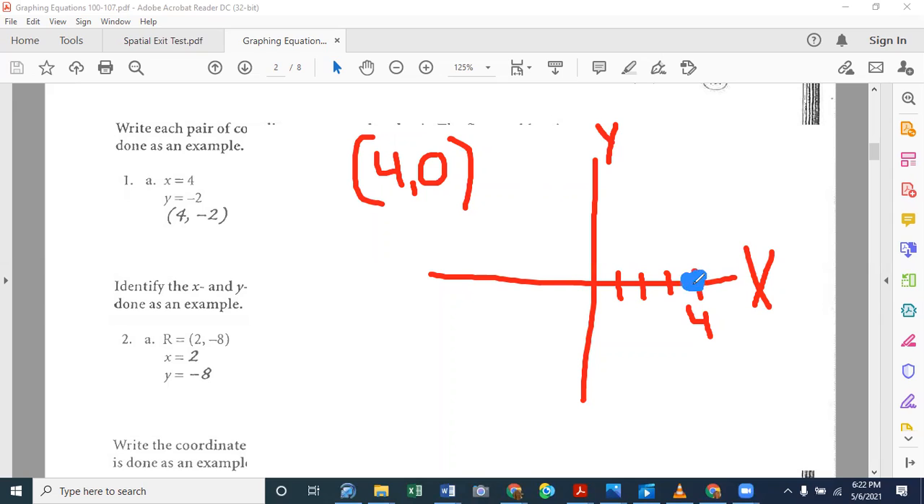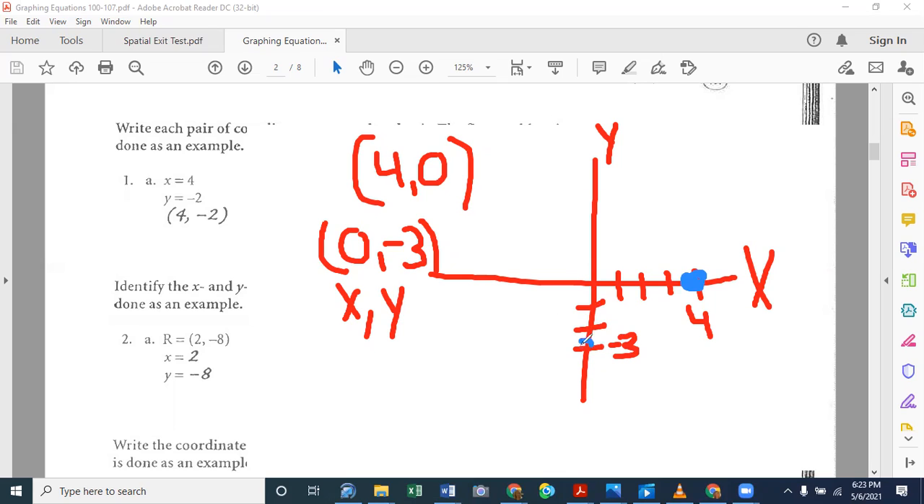the x-axis. What about if I gave you the point 0, -3? Where would 0, -3 be? Well, your x value comes first, that's 0, and your y value is -3. Find 0, 0's right here, and then y is -3, so you're going to go down 3, and that would be right on the y-axis.